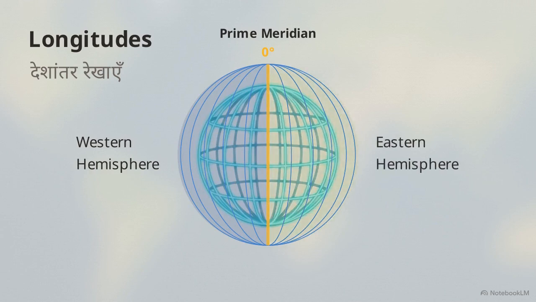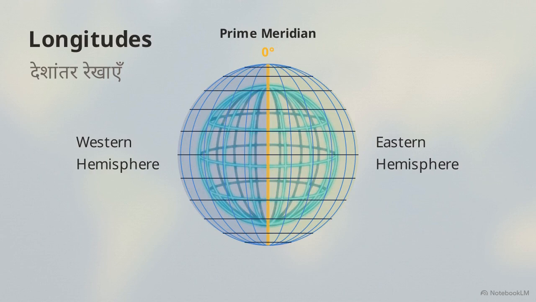Watch what happens when we bring the horizontal lines back. The streets and avenues cross each other, creating a full grid. Where a single latitude and longitude cross paths, that intersection gives a precise global address.